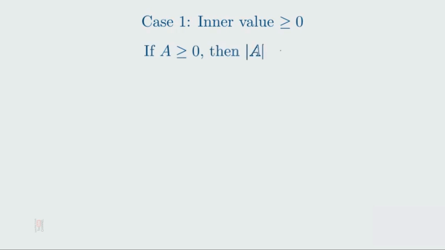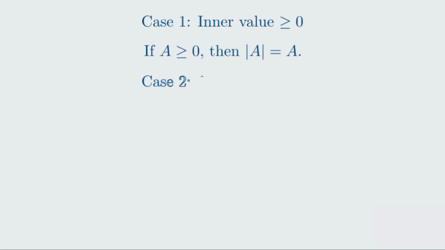Now, let's explore the fundamental way to get rid of the absolute value bars. There are two main cases to consider. Case 1. The quantity inside the bars is non-negative. If a is greater than or equal to 0, then the absolute value of a is simply a. For example, the absolute value of 5 is 5. So the equation absolute value of a equals b becomes a equals b.